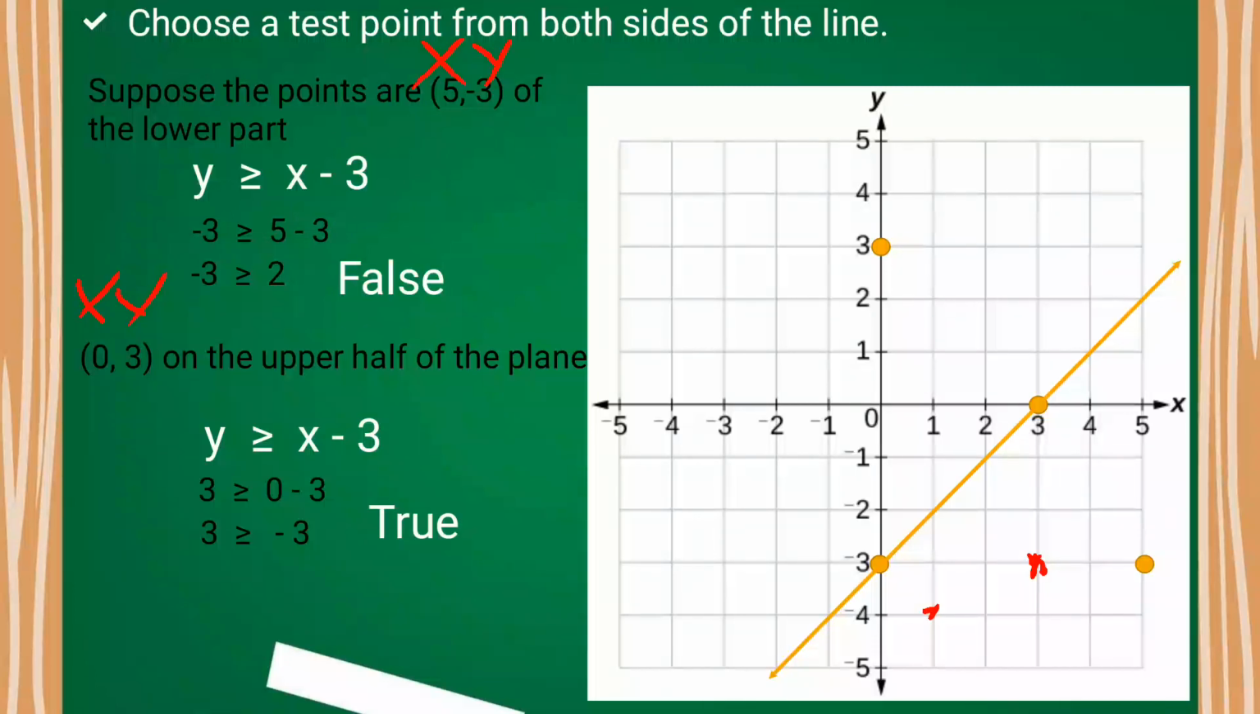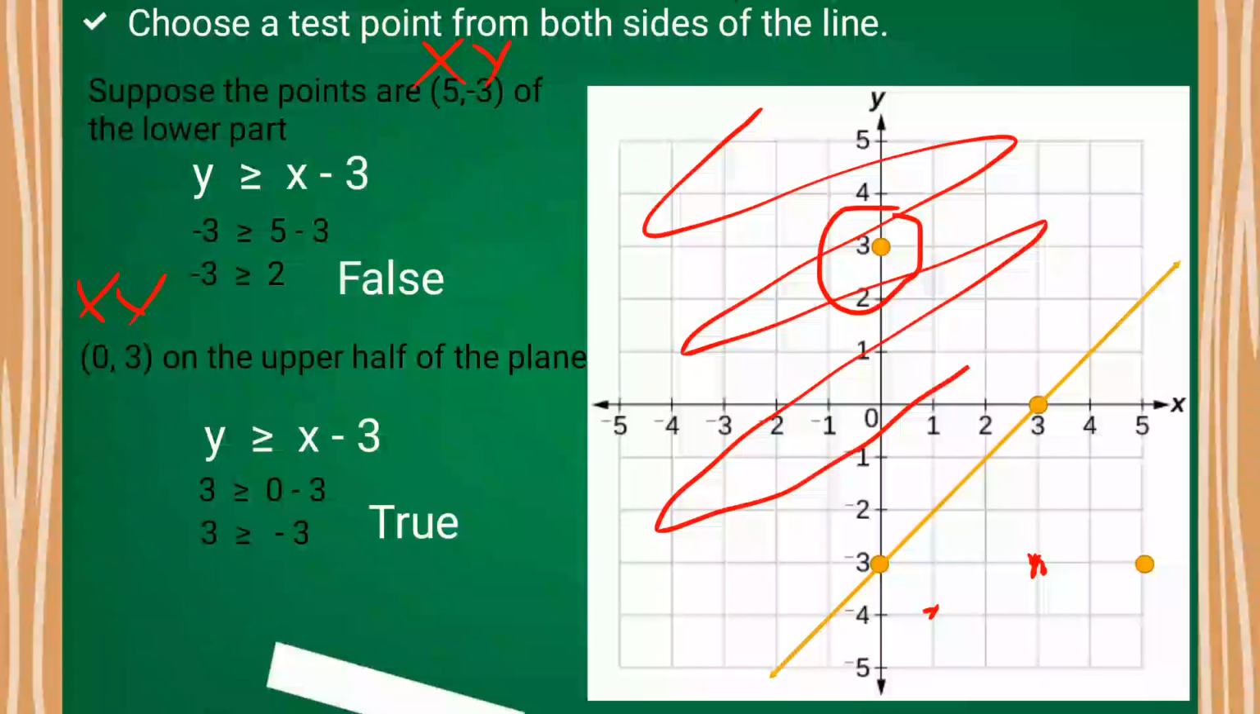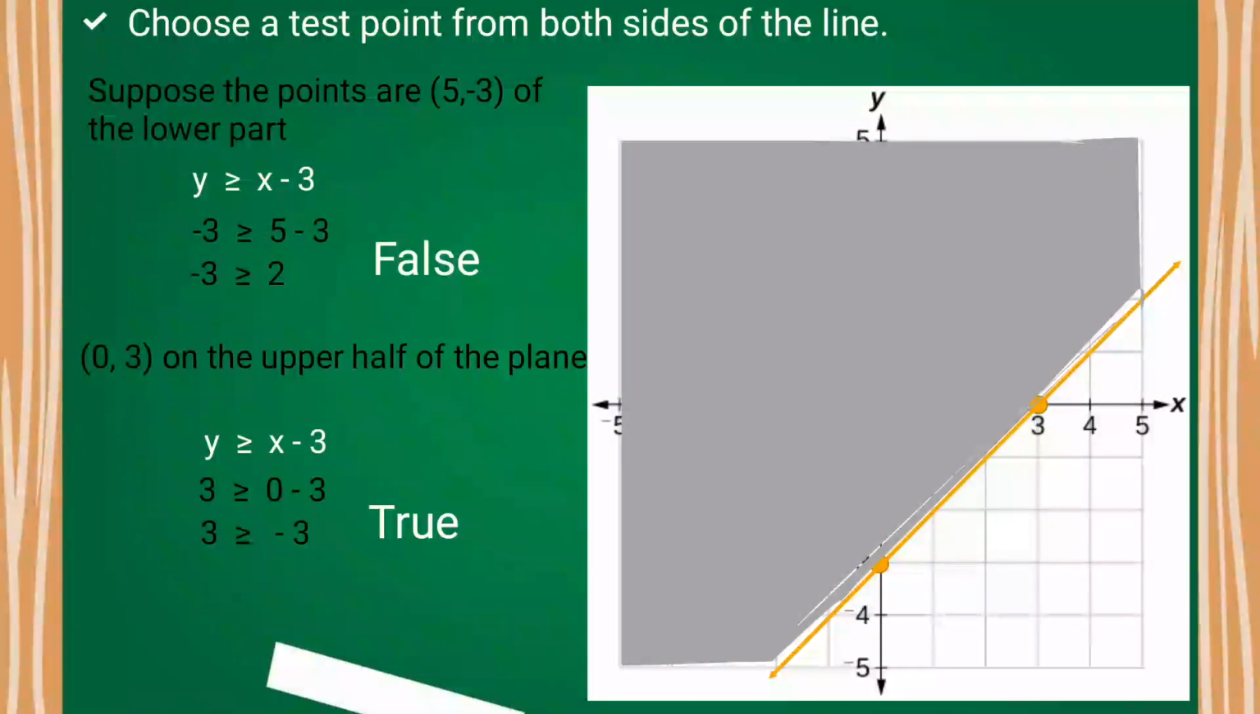Dahil true po siya, therefore, ang i-shade po natin ay kung nasaan si 0 at 3. Ito po, naandito siya si 0 at 3. So, ibig sabihin po, lahat ito ay ating lalagyan ng shade. Just like this one. Ayun na po, shinade na ni ma'am. So, therefore, lahat ng points na nakashade ay solution ng inequality na y is greater than or equal to x minus 3. Ganyan po ang gagawin, ha? Okay po. So, we're done with graphing. Alam na natin kung paano mag-graph ng inequality.